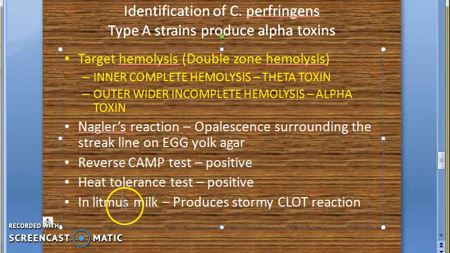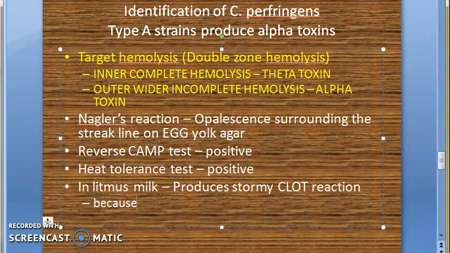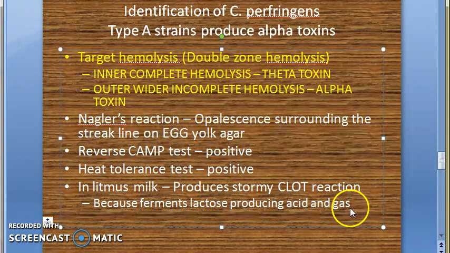Then coming to litmus milk, Clostridium perfringens produces stormy clot reaction due to fermentation of lactose producing acid and vigorous gas. So it is producing a stormy clot reaction because it ferments lactose producing acid and gas. So anyways, this also you can know if you want.